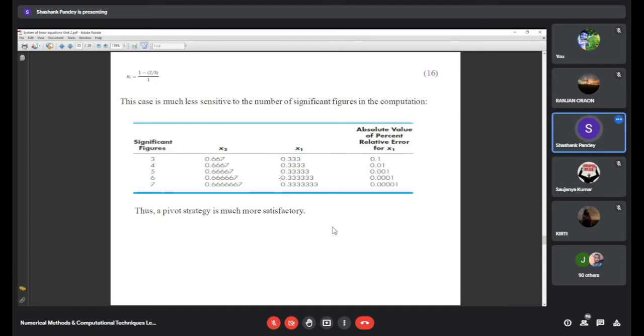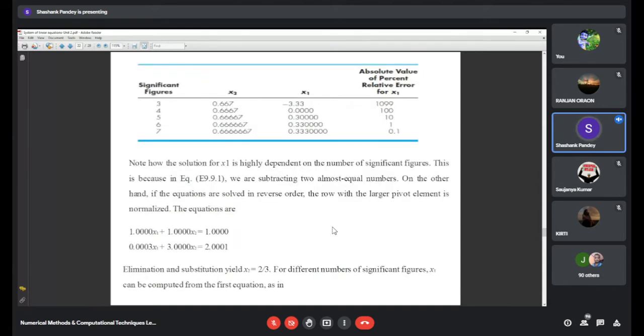So pivoting. Now who can explain to me what this pivoting is? Anyone of you? Abhijit, can you explain to me?